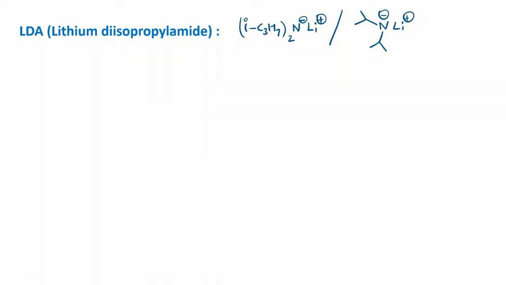LDA. Okay, so first of all, what is LDA? Lithium diisopropyl amide. As you can see here, the structure I have drawn. This isopropyl means you have two isopropyl groups you can draw in this three-dimensional structure, and amide, so you have nitrogen, lithium, so lithium carries a positive charge and nitrogen carries a negative charge. So lithium diisopropyl amide, the structure is here, and we will see the role of this reagent.